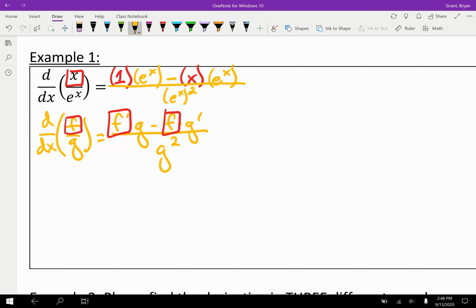That's it. Now, could we clean this up? Well, of course we could. You might notice that in the top we have e to the x, which is in common to both of them, so why don't we factor out an e to the x?